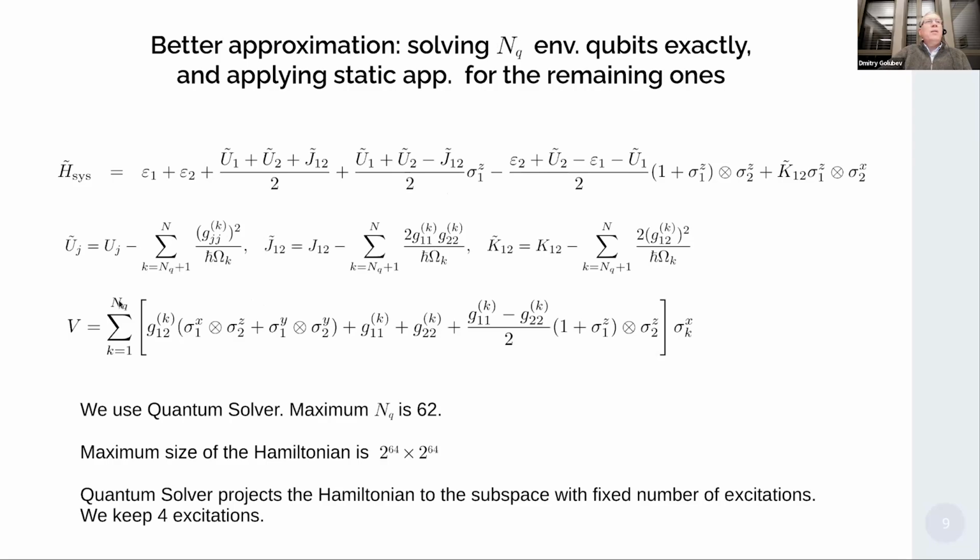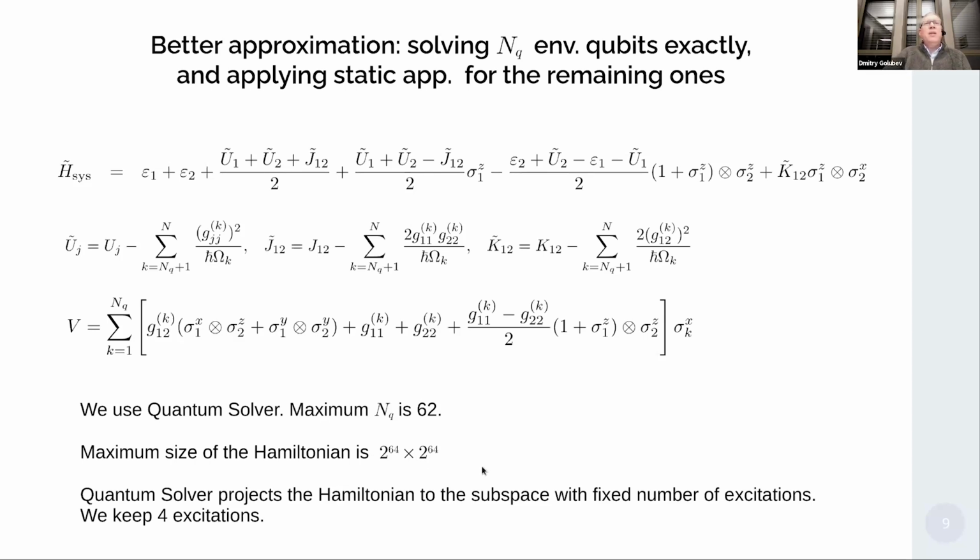Now we can vary this NQ from 0, which then gives this static approximation, which I have introduced before, to 62, which is the upper limit for quantum solver at the moment, because quantum solver can only solve 64 qubits altogether, and 2 qubits we have in the system. So the Hamiltonian then formally has this huge size, which no laptop memory is certainly sufficient for.